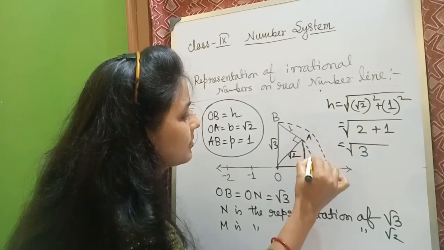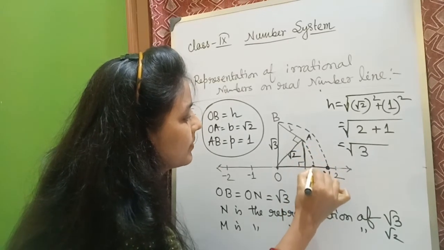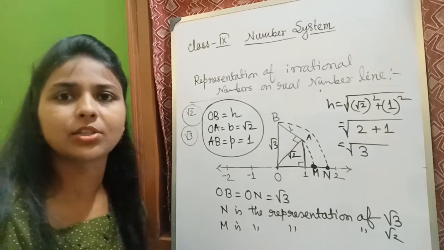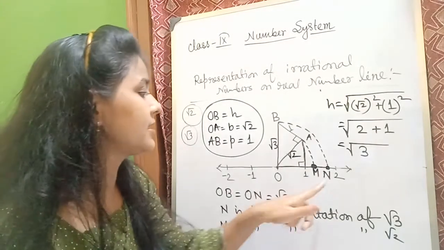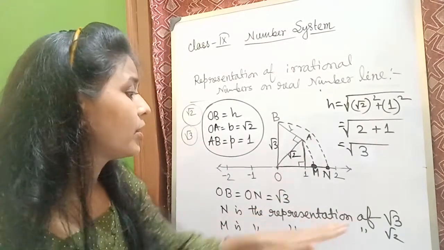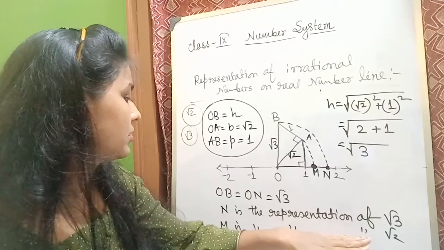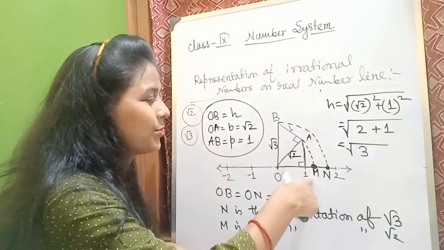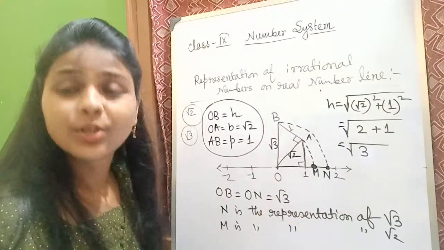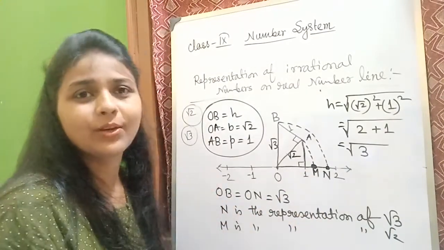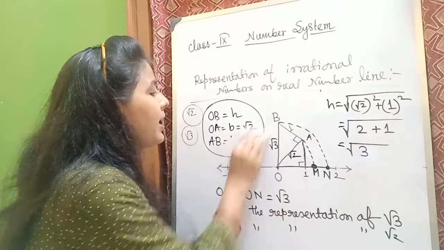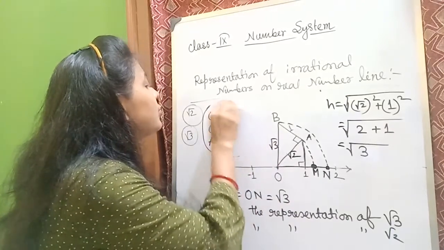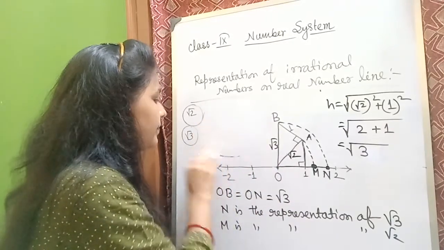Previously M was like this. So M is the representation of root 2 and N is the representation of root 3. In the same way you can proceed to root 5 also.